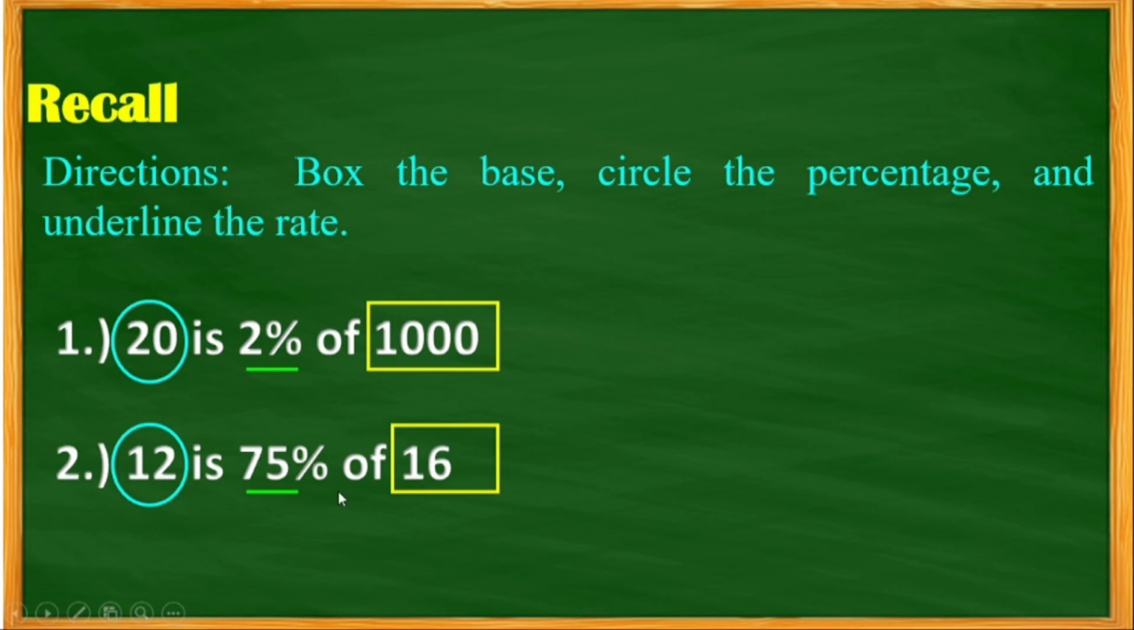Next, for number 2, we have 12 is our percentage, 75% is the rate, and 16 is the base because 16 is greater than 12. So 16 is our base, 12 is our percentage, and 75 is the rate. Very good, grade 5 pupils.